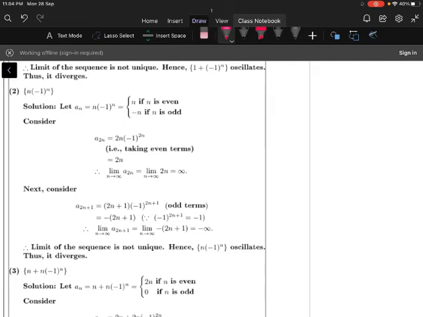In this video, I am going to discuss some problems on sequences here. Let us consider the sequence n times (-1)^n. Let us define a_n. a_n is equal to n times (-1)^n. When n is even, that is positive n. When n is odd, that is minus n. So let us split into when n is an even number and when n is an odd number.